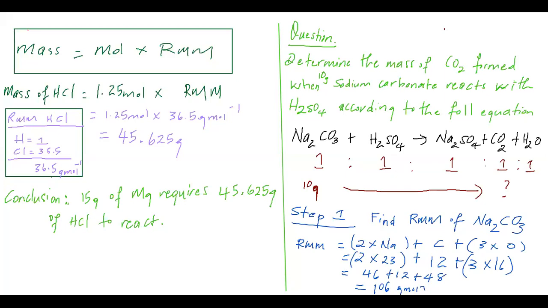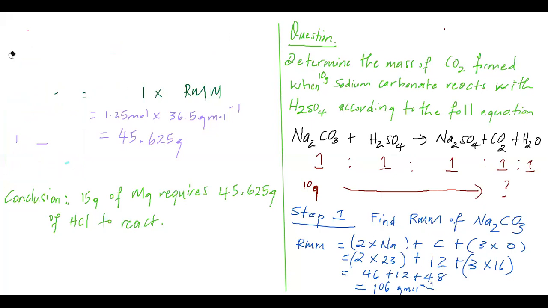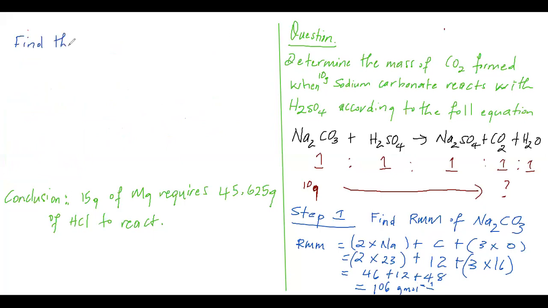So what else should I do now? Miss, find the RMM of CO2. Well, you could do that, but I wouldn't necessarily do that, because there's something else I need to do with the sodium carbonate. Would you divide it? We need to find the moles because they gave us the mass. The mass was 10 grams, but we have to convert it into moles. So let us find the moles of sodium carbonate.